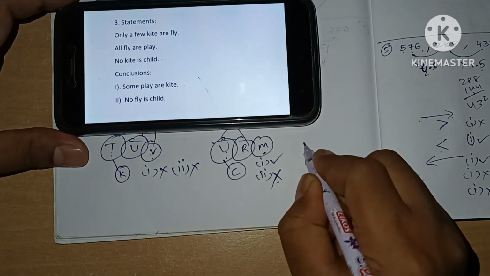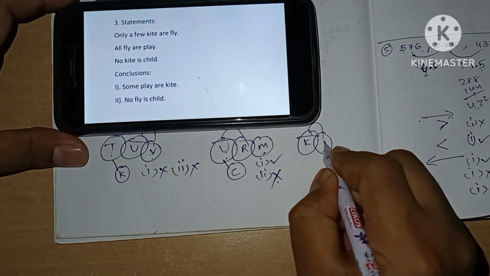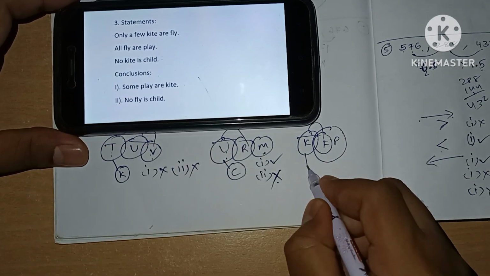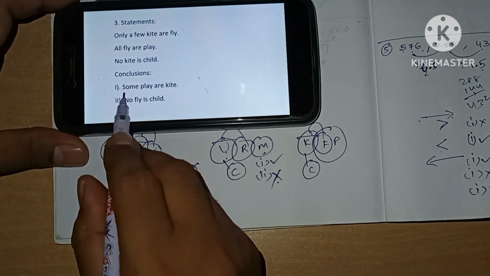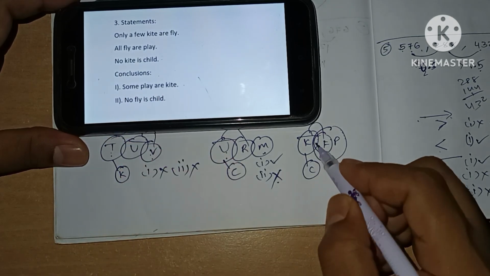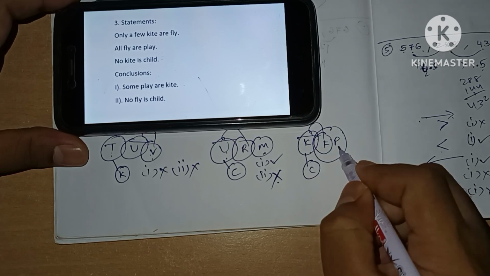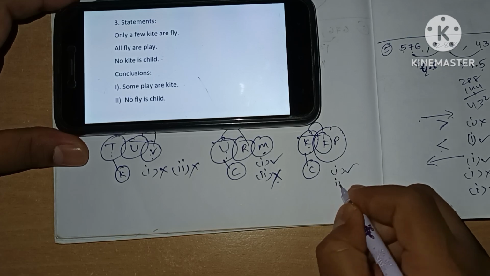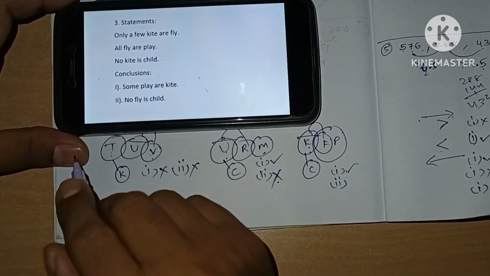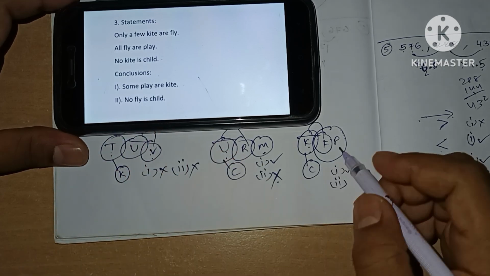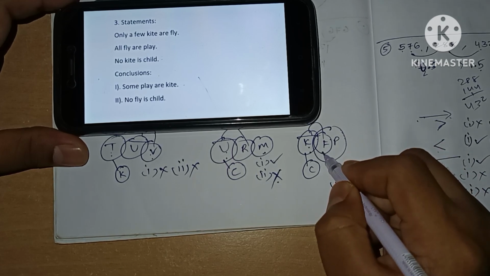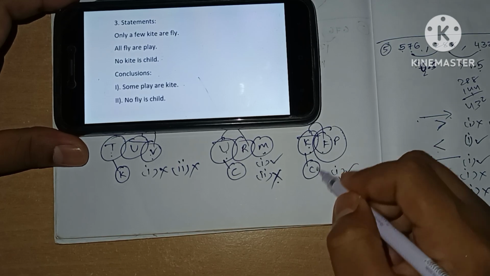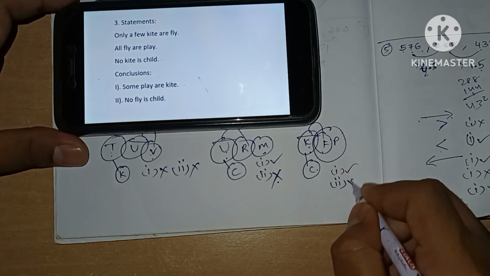Third question. Only a few kite are fly. All fly are play. No kite is child. Let's see conclusions. Some play are kite. Here some part of play is sharing with kite. Yes, the first conclusion is true. Second conclusion, no fly is child. We check some fly is child. We can check whether some fly can share with the child. It is possible. Some case possible means no case fails. So this case fails.